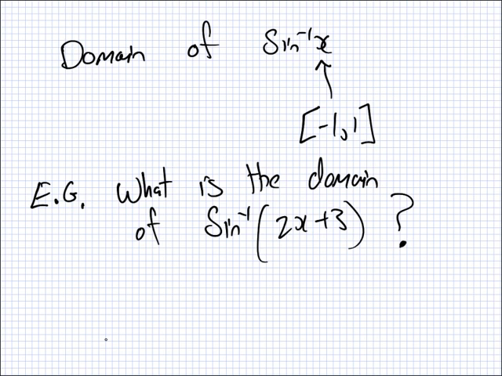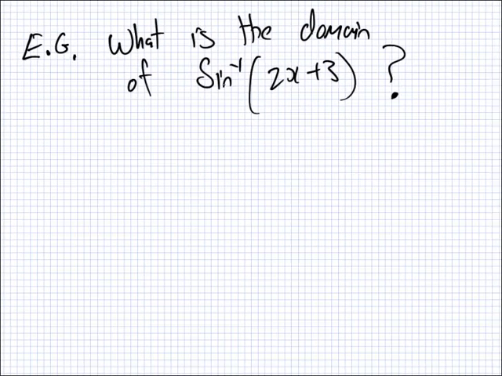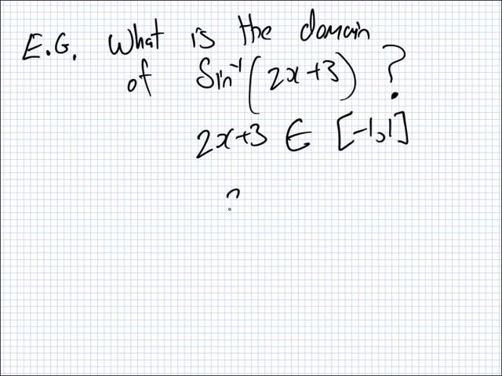Is it bigger or equals -2 and smaller or equals -1? I don't think so. Okay, let's have a look. Because it's sine inverse, 2x plus 3 must be in this set. So that means 2x plus 3 must be between -1 and 1.